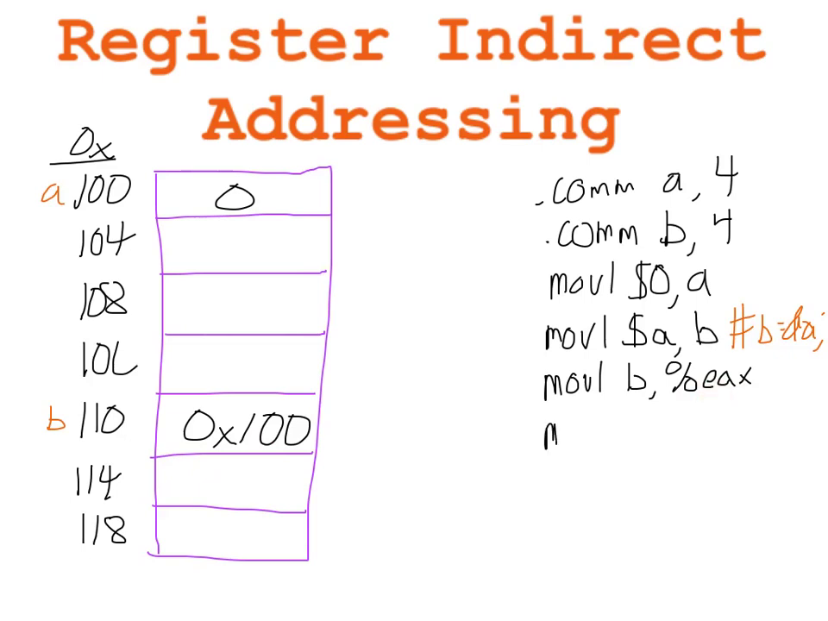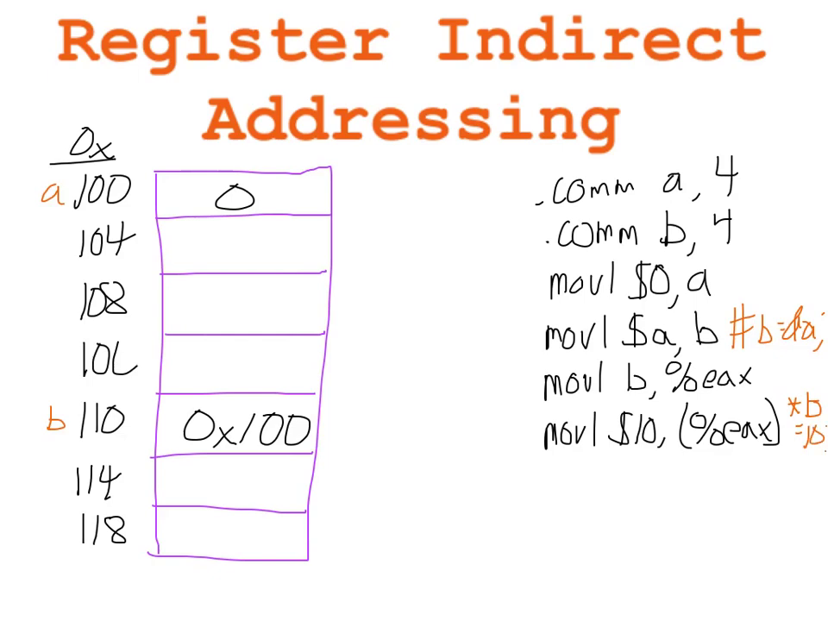So if we wanted to change A to 10 by using our pointer b, we could say move constant 10 into the address contained in the A register. And we do that using parentheses. So in C, this is the same thing as using the asterisk syntax. So that would be asterisk b here is equal to 10. This is how we would equivalently do this in C.